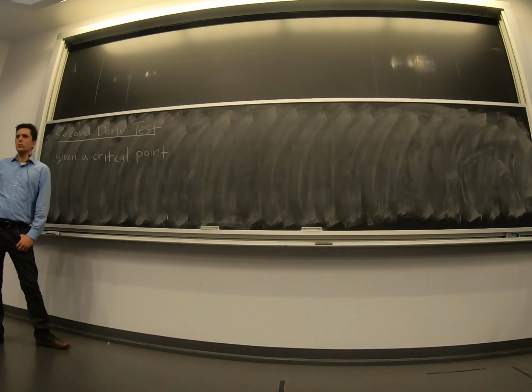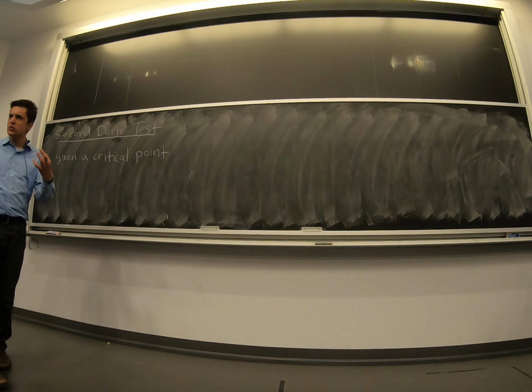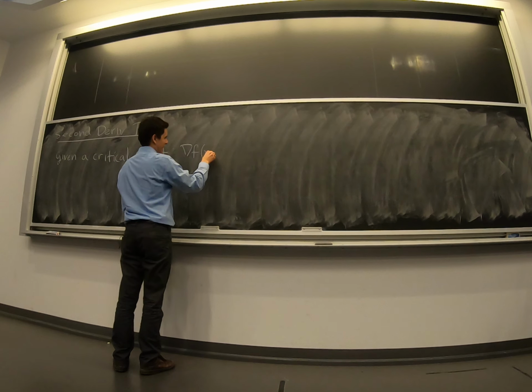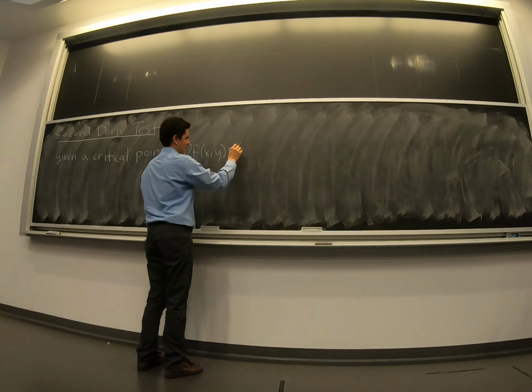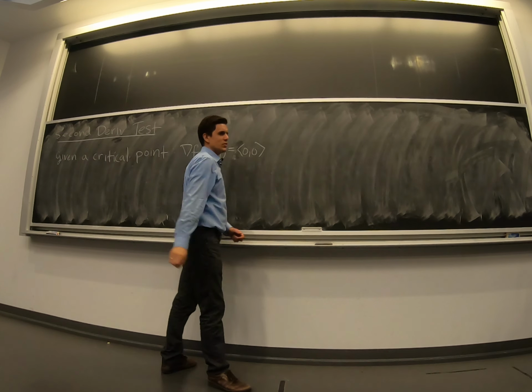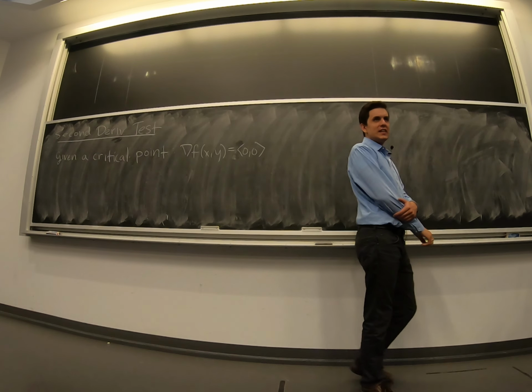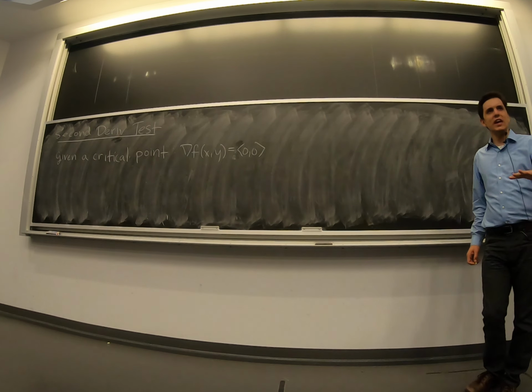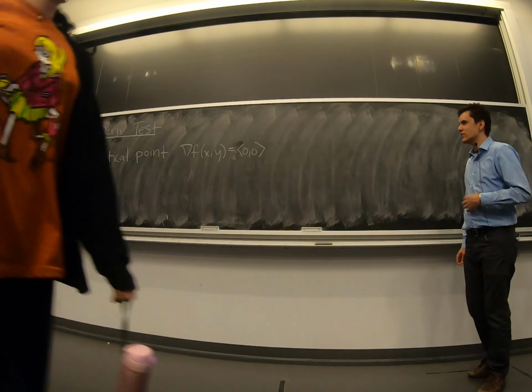Right, so we are at a critical point where our gradient is zero, right? So no slope in the x direction, no slope in the y direction.